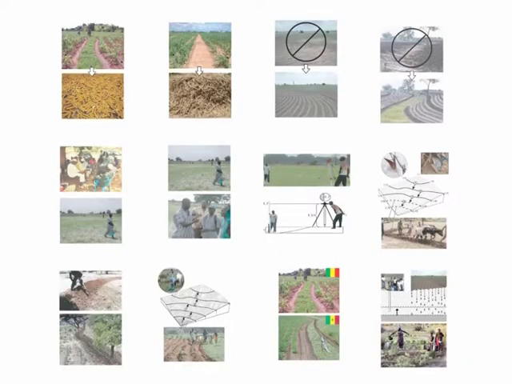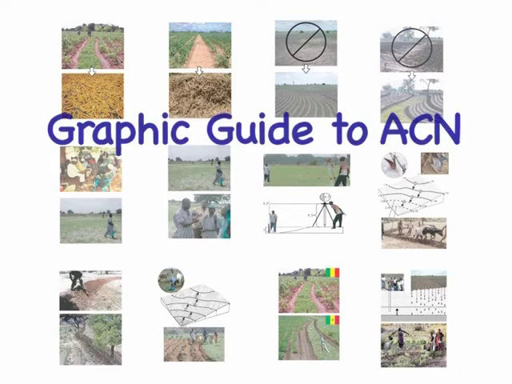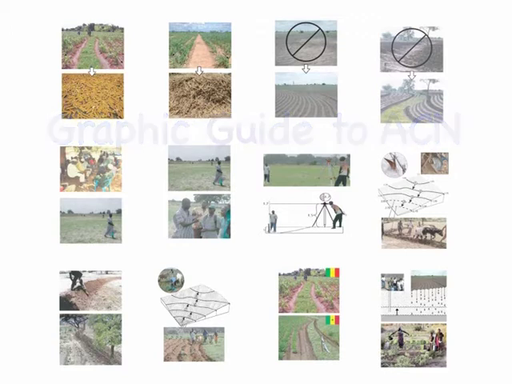The Graphic Guide to ACN was designed to promote the diffusion of ACN technology in the rural communities of West Africa. The water-saving technology is urgently needed. The goal of ACN is to allow the diffusion of ACN technology among the various languages through West Africa.